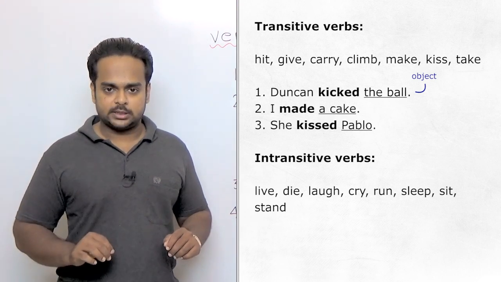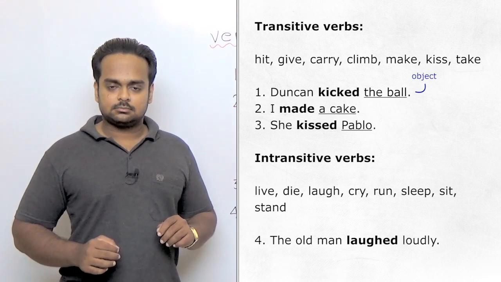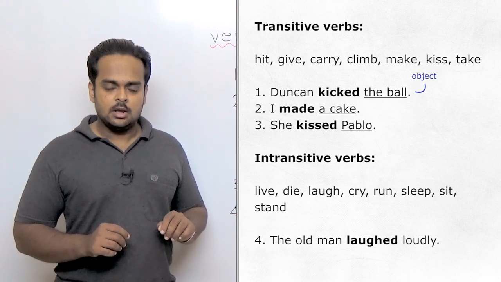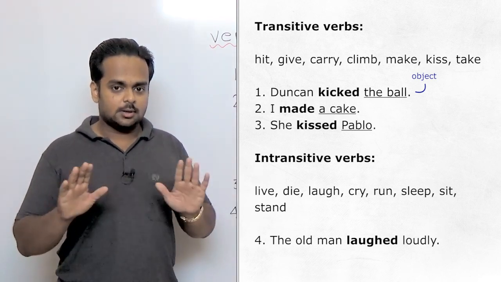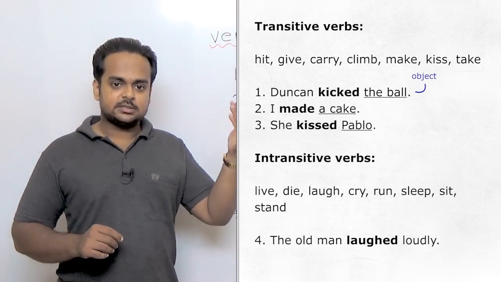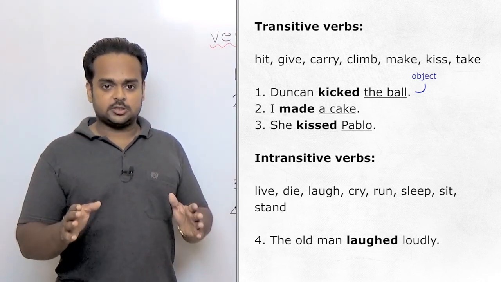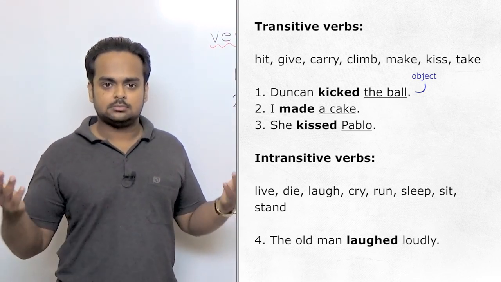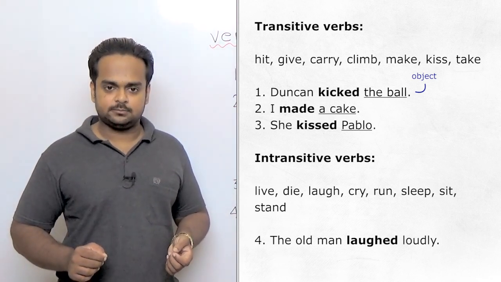They don't take objects. For example, the old man laughed loudly. Notice that in this sentence, there is no object. We're saying the old man laughed, but then loudly is not a person or thing receiving the action. That's just an adverb that gives us information about laugh. So if you ask the questions, "The old man laughed who?" or "The old man laughed what?" you will get no answer. That's how you know that that verb is intransitive.